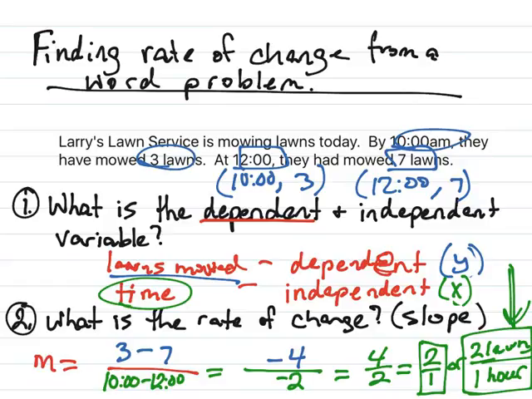Okay, so that's how to find rate of change from a word problem. And if you're still a little confused on that one, feel free to ask me, and I'll be happy to explain that one a little bit more. So work well on this, and good luck.